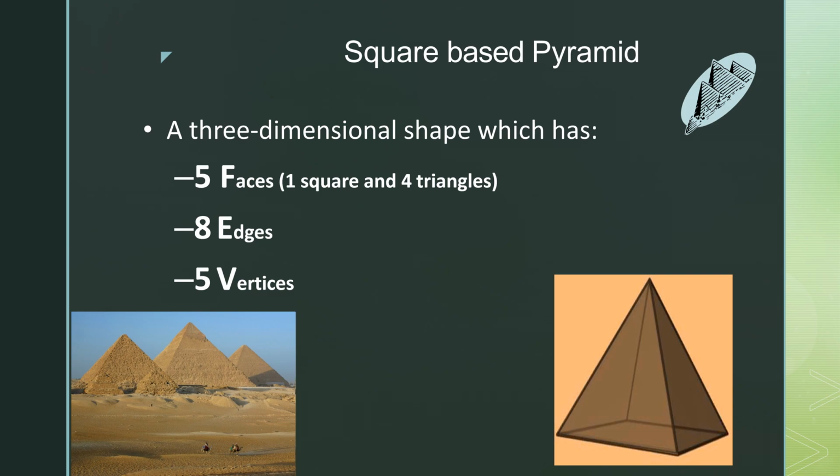Square-based pyramid is a three-dimensional shape which has 5 faces, one square, which happens to be the base, and 4 triangles. You can see it on the 4 sides. So we have 5 faces. We also have 8 edges from the definition I gave in the previous slides. And we also have 5 vertices for a square-based pyramid.